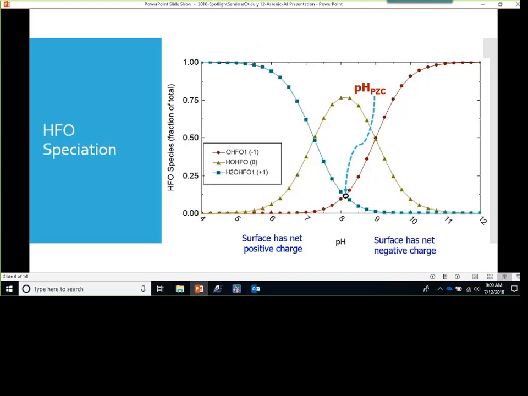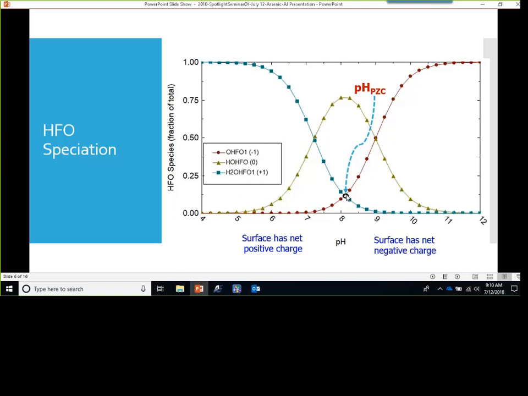On the left side, I have a low pH, and I've got the positively charged hydrogen-adsorbed HFO on the surface. On the right-hand side, where I deprotonate that surface, I've got the negatively charged oxide HFO species. And in the middle, I've got my base species, my hydroxyl group attached to the hydrous ferric oxide surface. Now, as you can probably infer from the plot, there is a point in here where the concentration of the positively charged surface and the concentration of the negatively charged surfaces are the same.